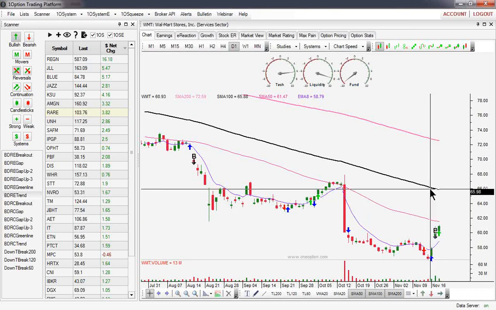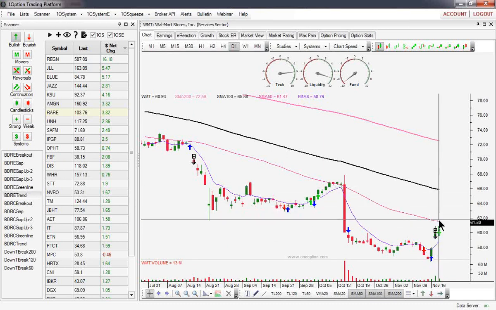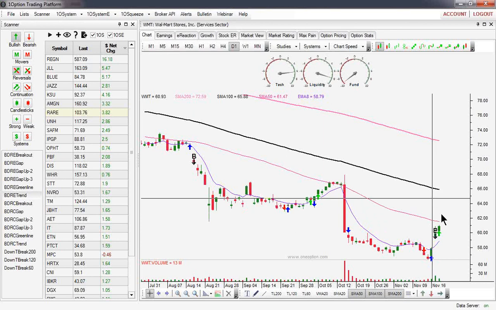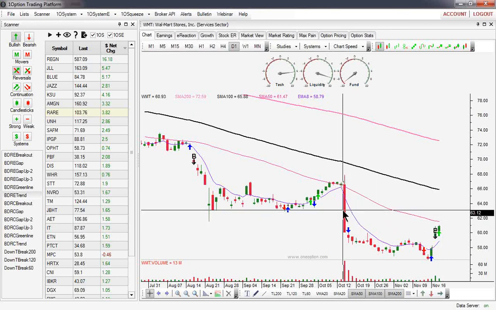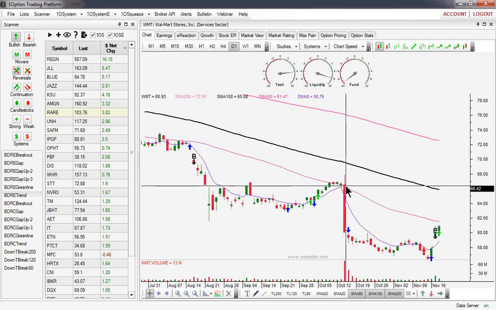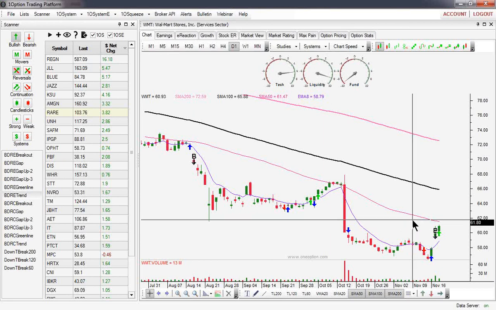Now, if it gets through the 50, look at how much profit potential there is on this big red bar, because there's nothing over here on a daily except this red bar at this point. So that's what I would consider a big trigger. But if I was interested in it, I wouldn't get into it until it gets through that 50.